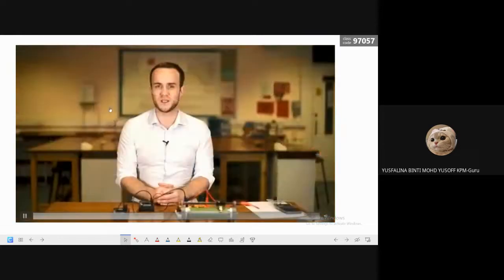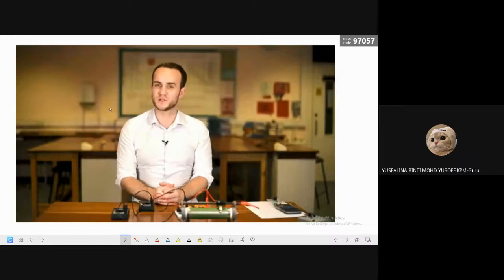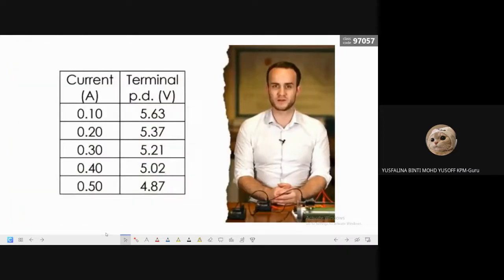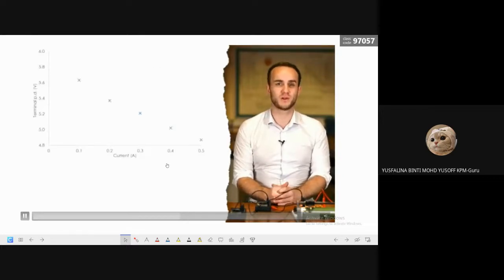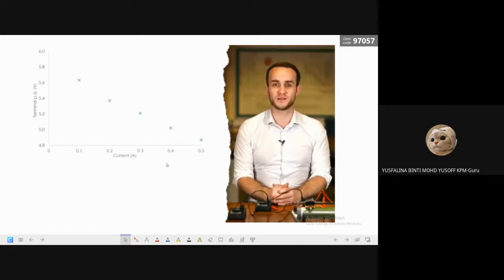I'm just going to get my PDs for 0.30, 0.40, and 0.50 amps as well. So here are all of my results. As we can see, as the current increases, the terminal PD goes down, which is what we expect. Let's draw a graph of that, with terminal PD on the y-axis and current on the x-axis.